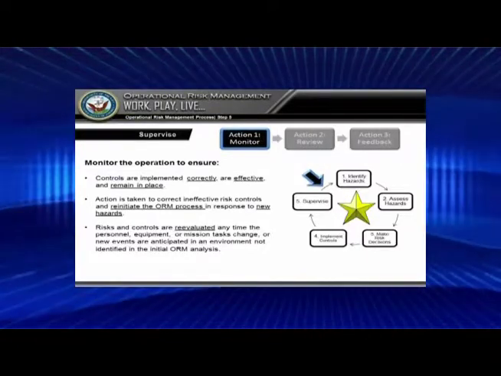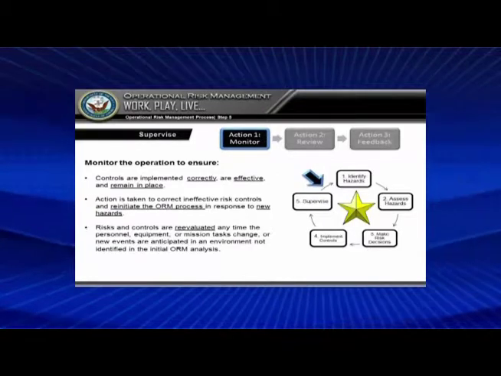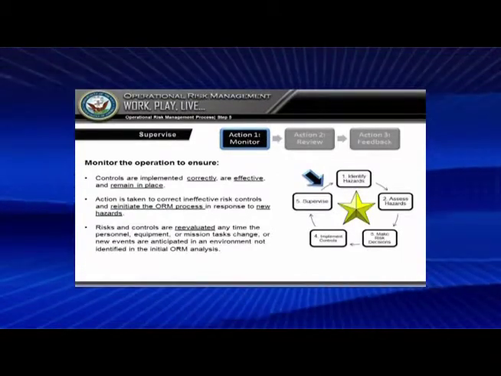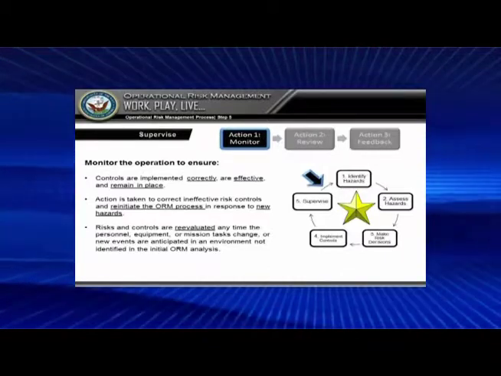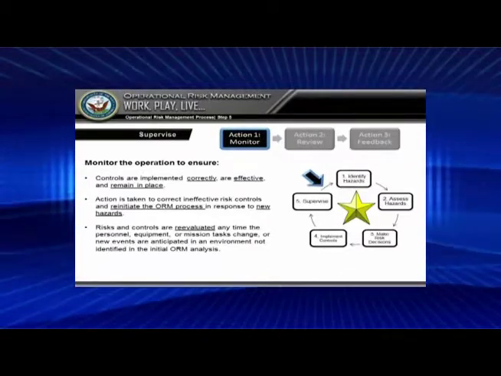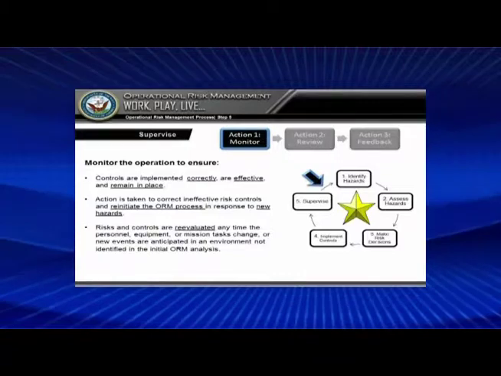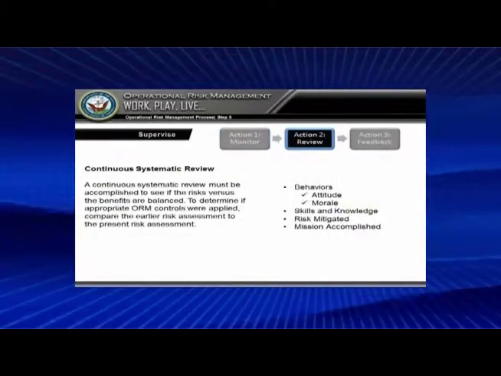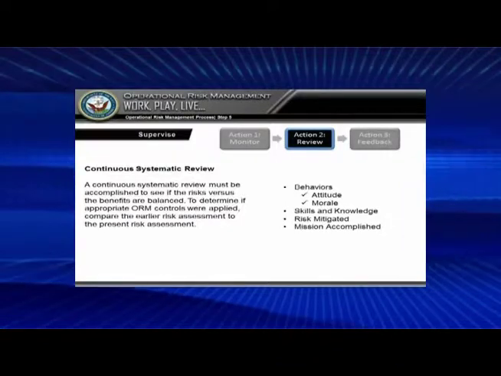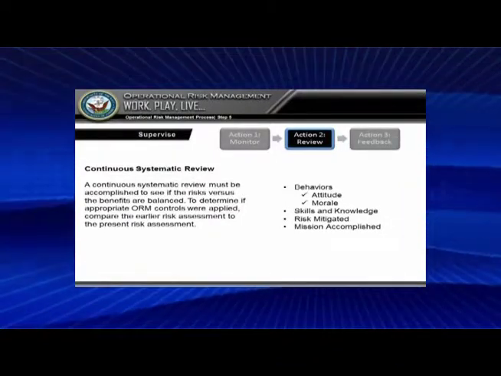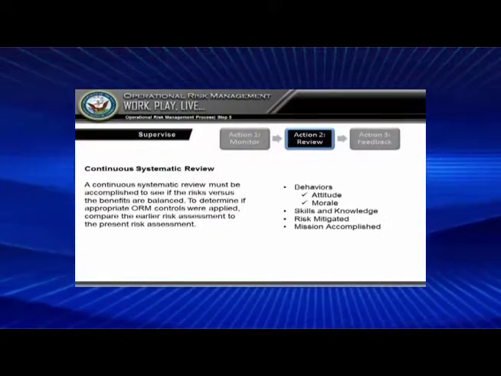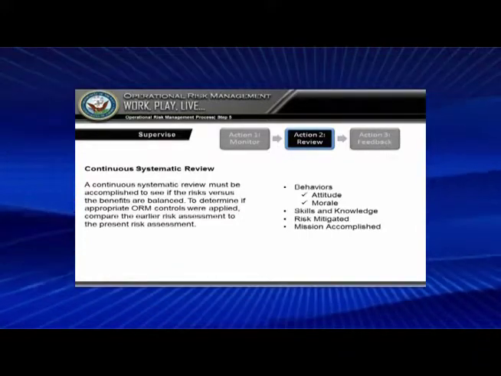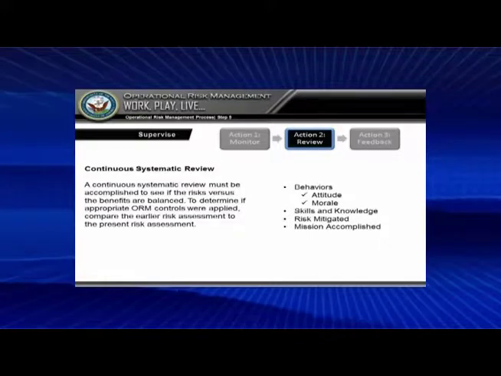So we've identified the hazard, we've assessed the hazard, we made the risk decision, we've implemented controls, and now in the supervision stage we go through that process. It's kind of a loop. So monitor it, make sure it's working, review it. It's a continuous systematic review. We want to make sure that the controls were applied properly, that they're working the way we thought they would work, and if we've identified any additional risks, that we take the appropriate measures to take care of that.